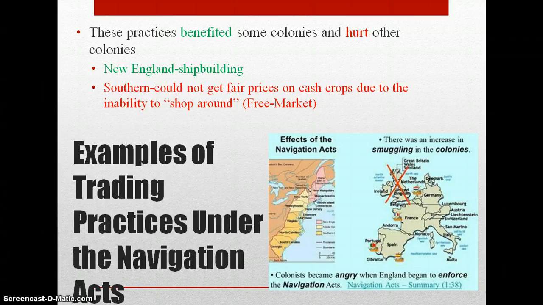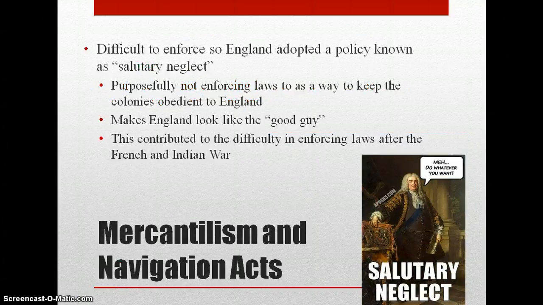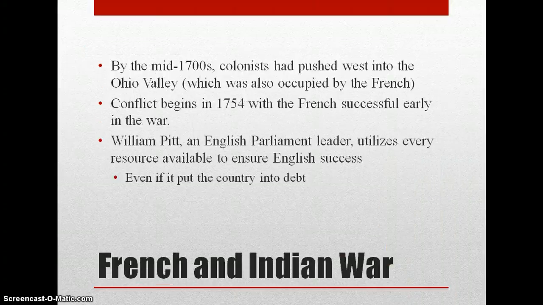There will be an increase in smuggling in the colonies because people are very upset with the Navigation Acts. Excuse my dogs. Mercantilism and the Navigation Acts are also going to be very, very difficult to enforce. So England adopts the policy of salutary neglect, basically purposely not enforcing the laws because there's really no way to keep the colonies obedient to England across the Atlantic Ocean. And it also makes England look like the good guy, like, yeah, sure, we're going to let you get away with this. And it contributes a lot to the difficulty in enforcing laws after the French and Indian War when the British really need to enforce them because they need funds to pay off their debt.